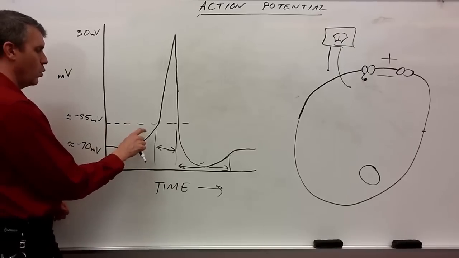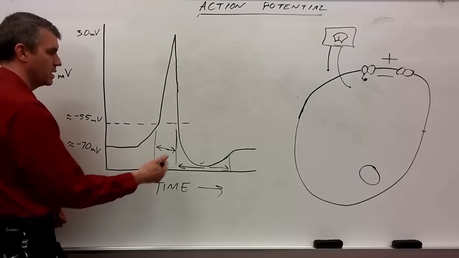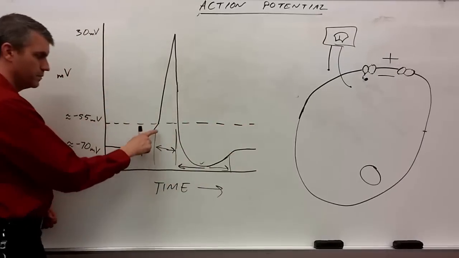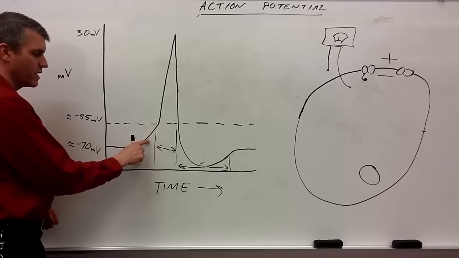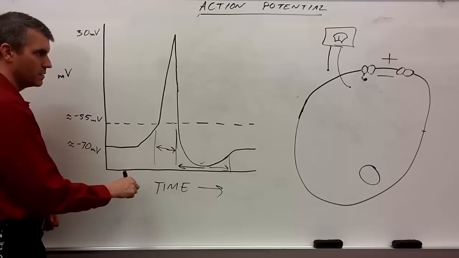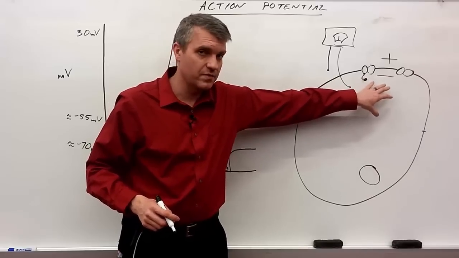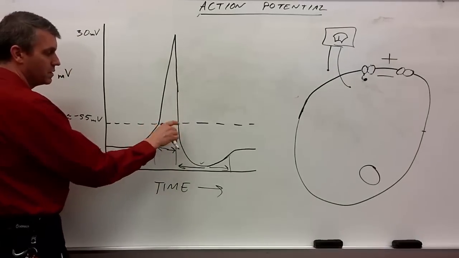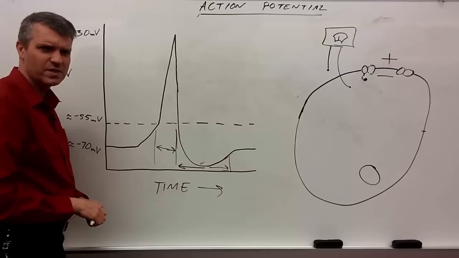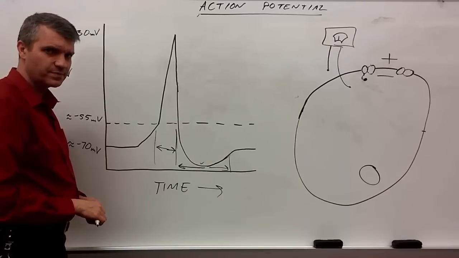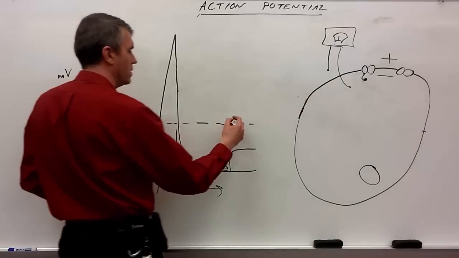On my graph here, what does this part of the graph represent? This approach to the dashed line. The answer to that is this part of the graph represents the stimulus. Something has introduced some positive charge in here. It's introduced enough positive charge in here so that we reach that dashed line. The next question is, what do we call that dashed line? And what does it basically represent? The answer to that is this dashed line here we call threshold.